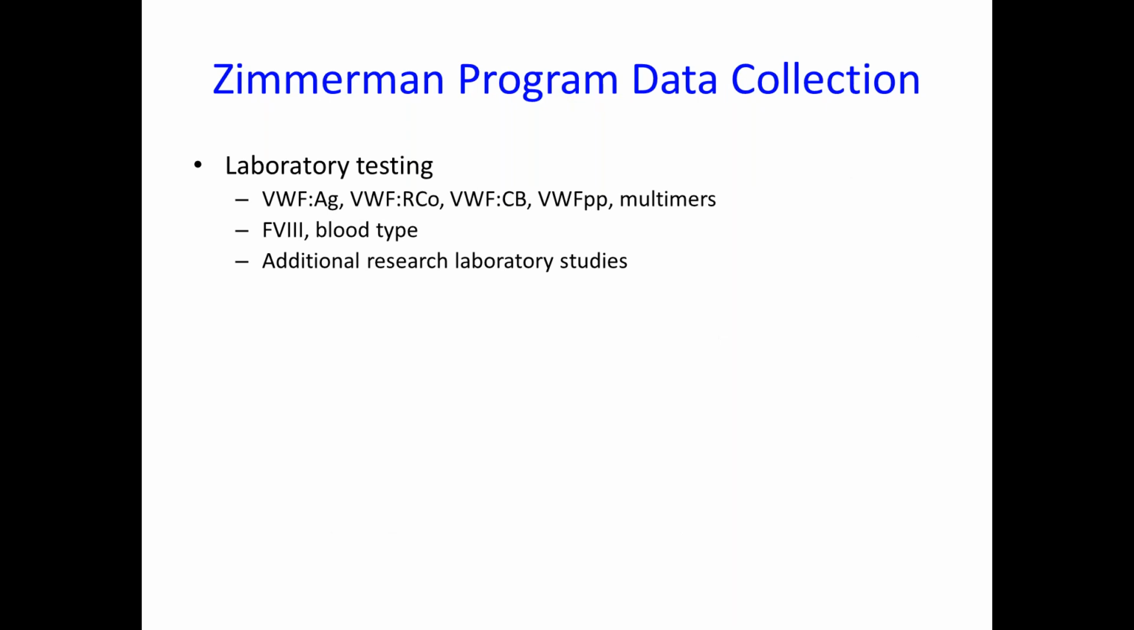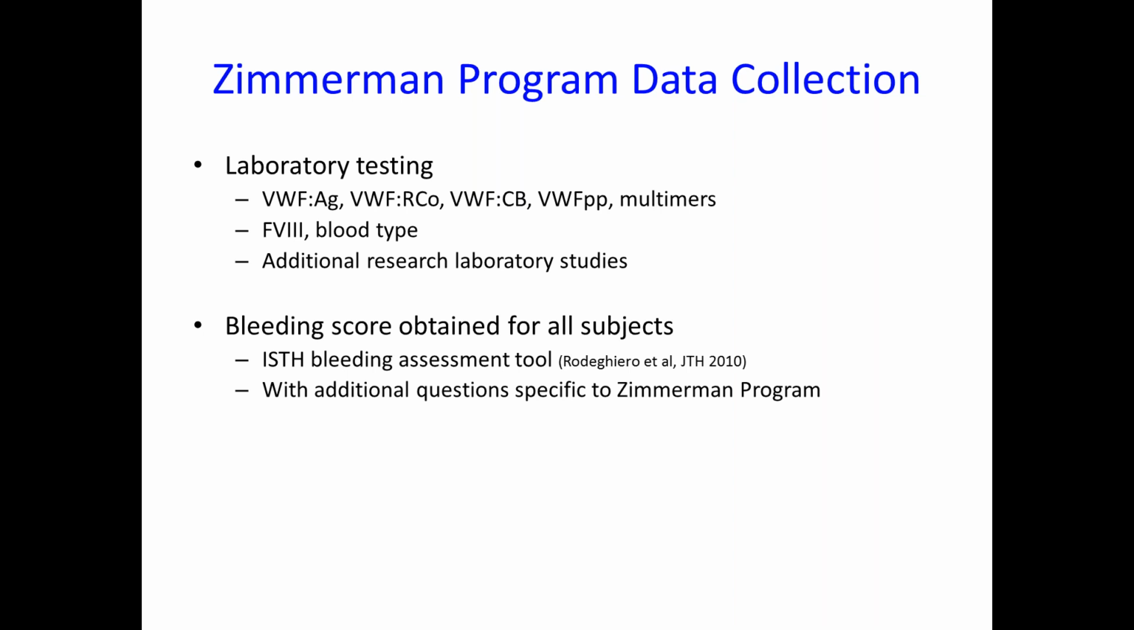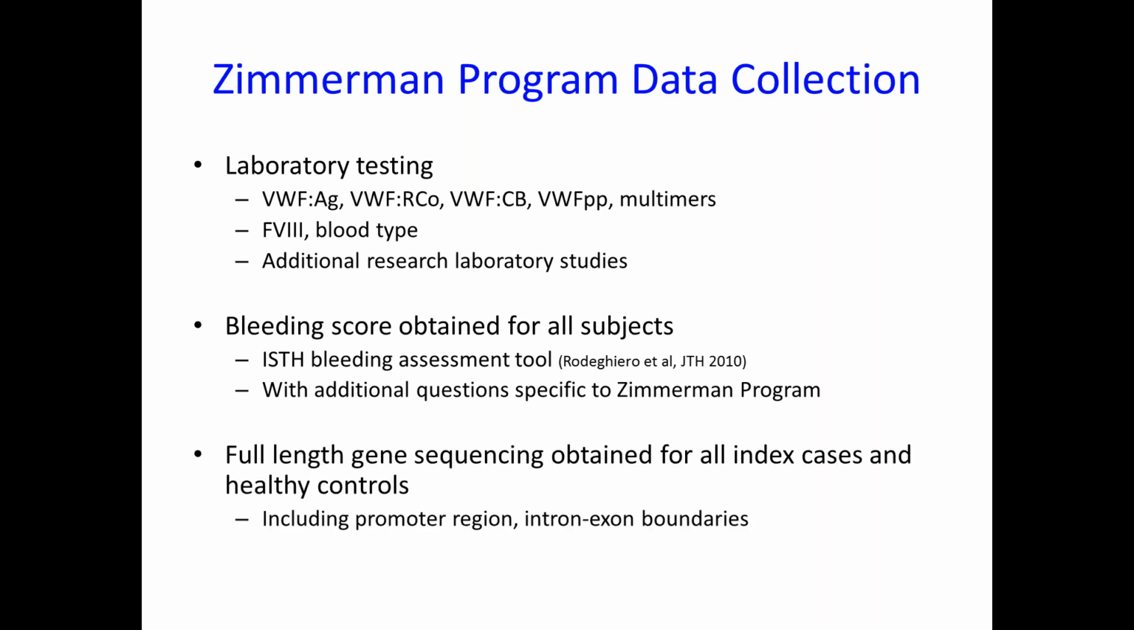So a number of different pieces of data were collected. Laboratory testing included VWF antigen, ristocetin cofactor, collagen binding, propeptide, and multimers. Factor VIII and originally blood type were measured, as well as some additional research laboratory studies, including the GP1BM assay that I mentioned earlier. Bleeding score was obtained for all subjects using the ISTH bleeding assessment tool with some additional questions specific to the Zimmerman program. And then full-length gene sequencing was obtained for all of the index cases and for the healthy controls, including the promoter region and including intron-exon boundaries.